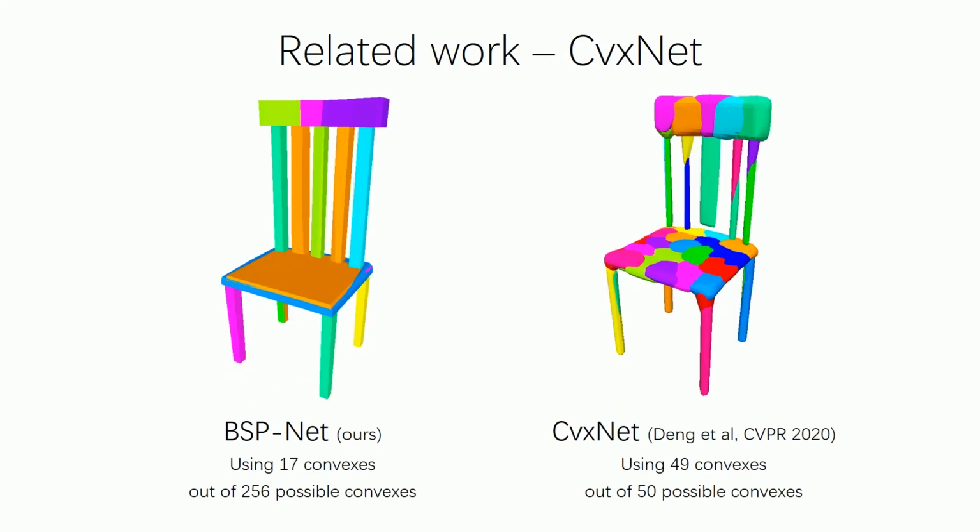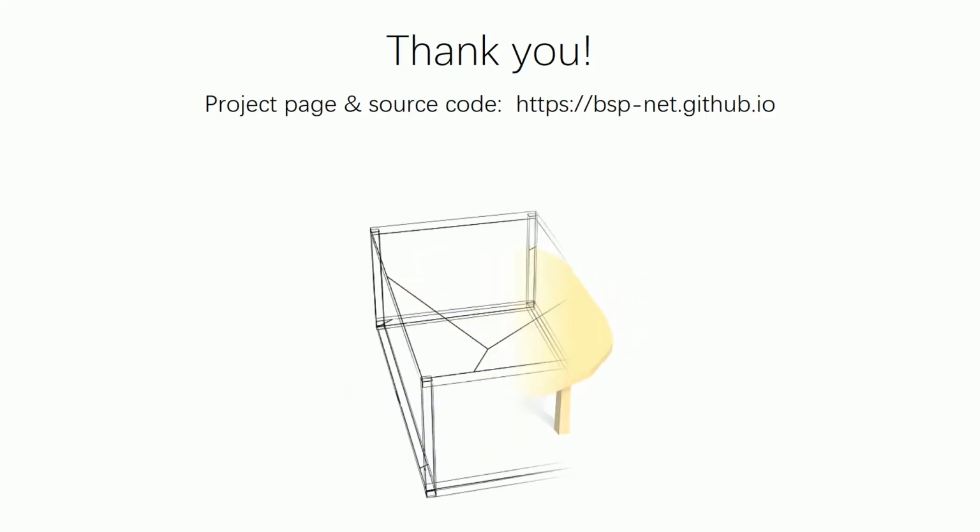There is a recent work, CvxNet, that also performs convex decomposition. Our method differs from theirs as we target low-poly reconstruction, and our network has a dynamic number of convexes for different shapes. The source code of our work is available on GitHub.